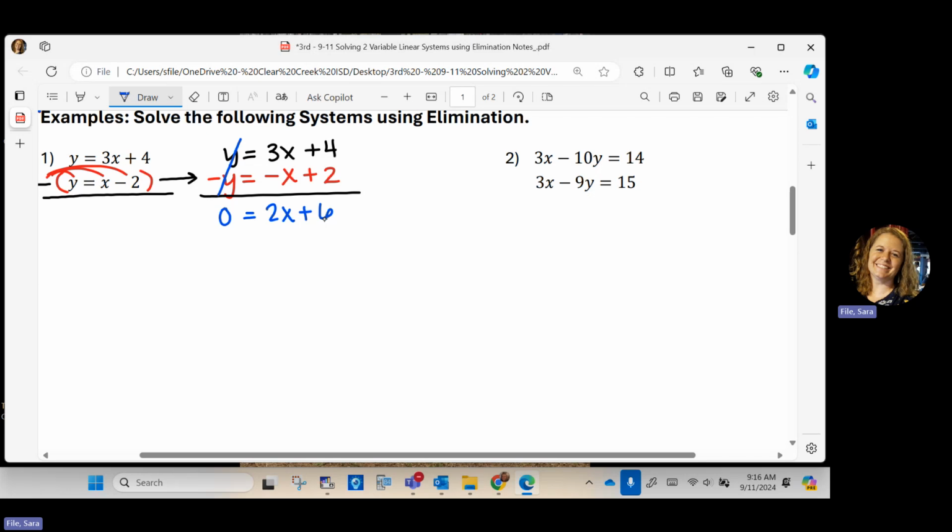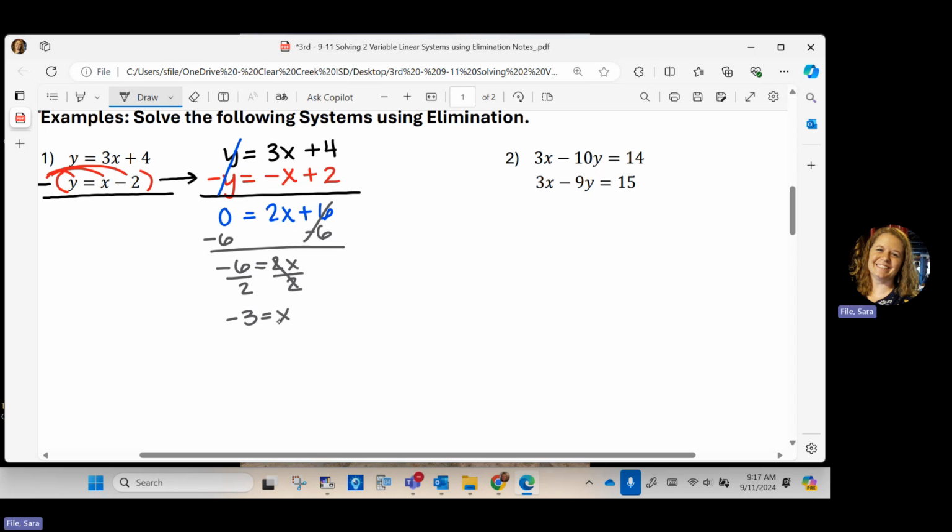All right, so step 1 was get them aligned. Step 2 was to add or subtract them together. We've done that. Now, the second part of step 2 is to solve. Now that I eliminated the y, I need to solve for the x. So to solve for x here, I will move the constant by subtraction. That's the opposite operation for plus 6, which is to minus 6. So I'm going to end up with negative 6 equals 2x. And I will divide out the coefficient of 2. That leaves me with negative 3 is x.